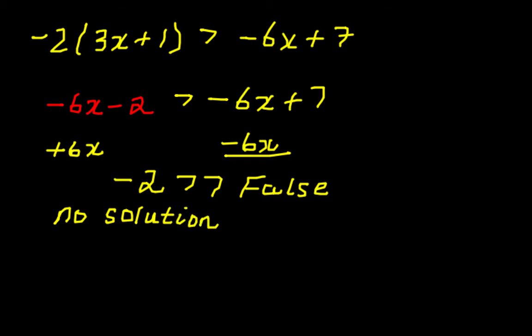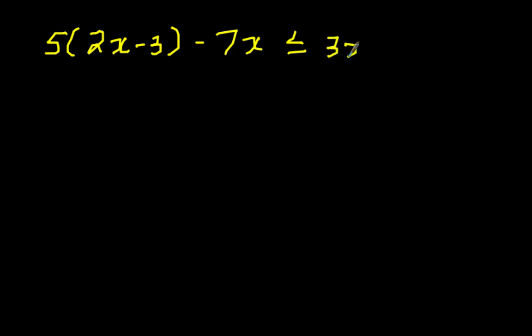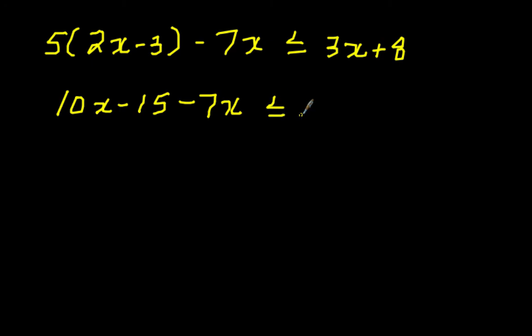Okay, in the last example, something very similar, we'll take 5 times the quantity 2x minus 3, minus 7x, and that's going to be less than or equal to 3x plus 8. So let's again distribute. We get 10x minus 15 minus 7x, and that's less than or equal to 3x plus 8. So I can combine my like terms. 10x minus 7x gives me 3x minus 15, and that's less than or equal to 3x plus 8.